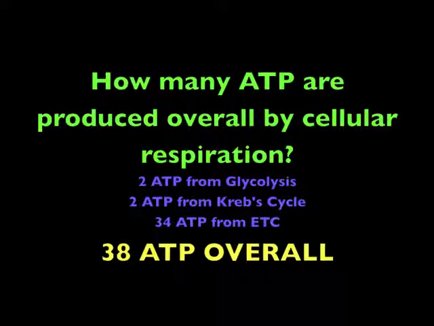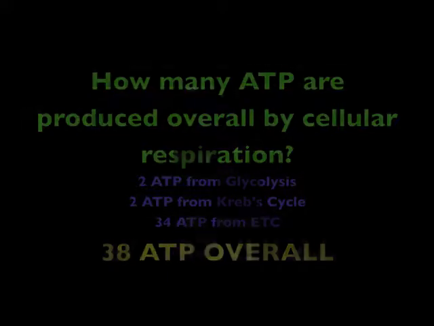So how many ATP molecules are formed from cellular respiration? 2 ATP molecules are formed from glycolysis, 2 are formed from the Krebs cycle, and 34 are formed from the electron transport chain. So overall, 38 ATP molecules are produced.